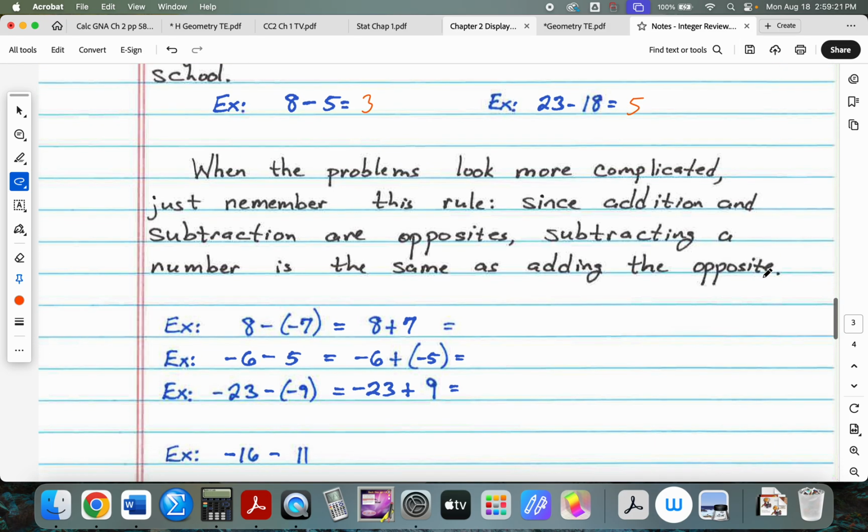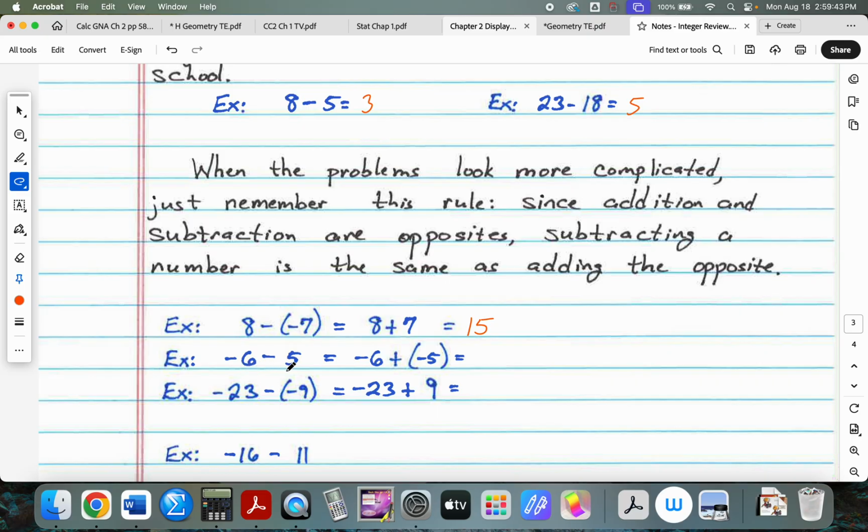Since addition and subtraction are opposites, subtracting a number is the same as adding the opposite. So for example, if it's 8 minus negative 7, that's the same thing as adding a positive 7. And that's just 15.